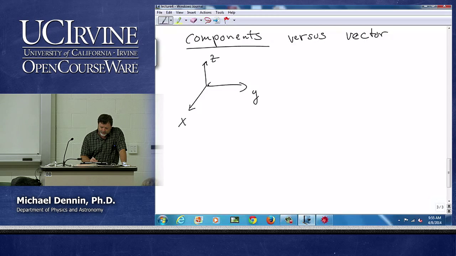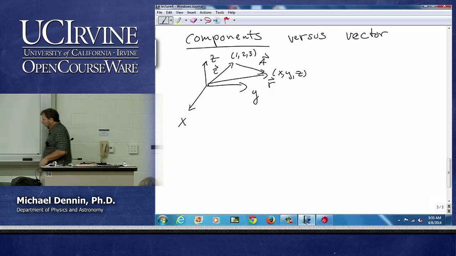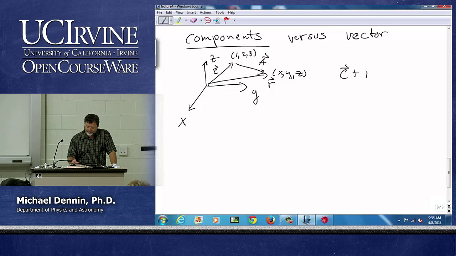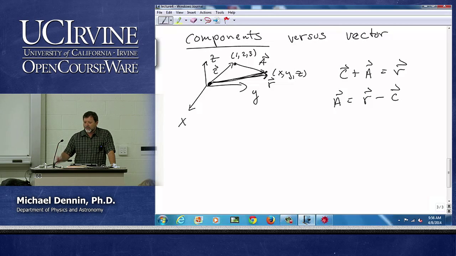Now, let's just draw a few vectors. I'll draw the vector c that goes to the point 1, 2, 3. I'll draw the vector r that goes to the point x, y, z. And I'll draw the vector a that connects the two. So we can see some nice features from our drawing. We know by our rules of vector addition that c plus a equals r, because we have the head to tail construction, and then we connect the two along r. We could then rearrange this and write this as our vector a equals the vector r minus c. And if we wanted to, we could then write this in components, that the vector a is x minus 1, comma y minus 2, comma z minus 3.